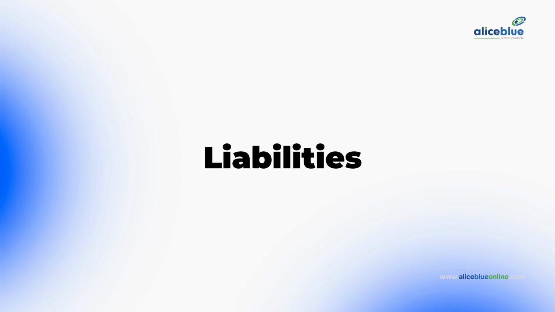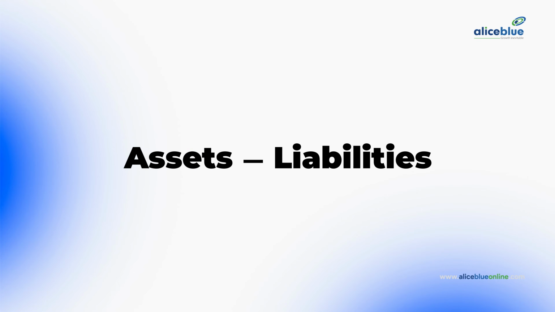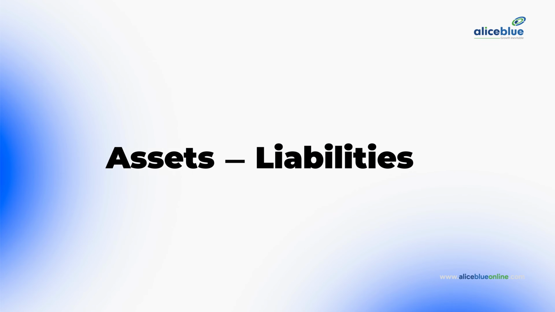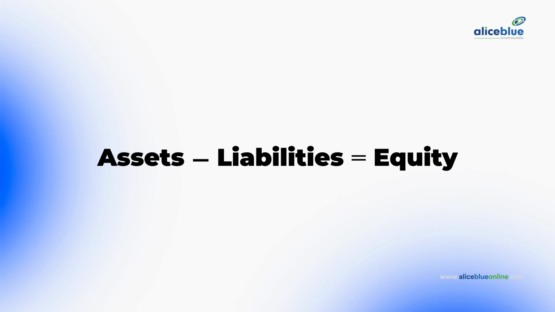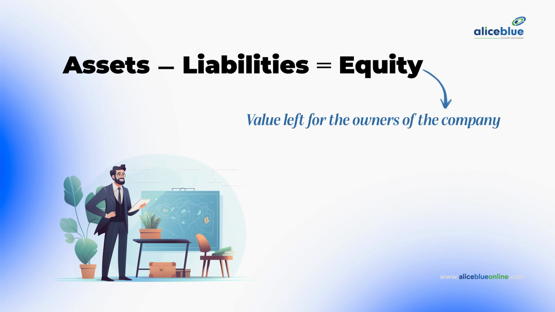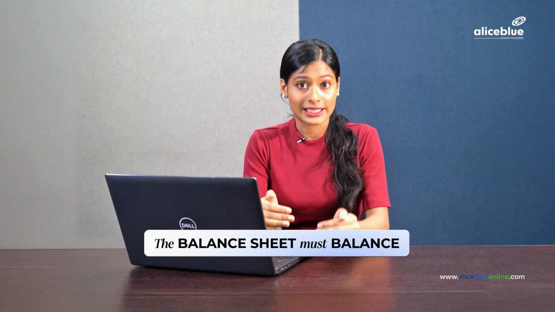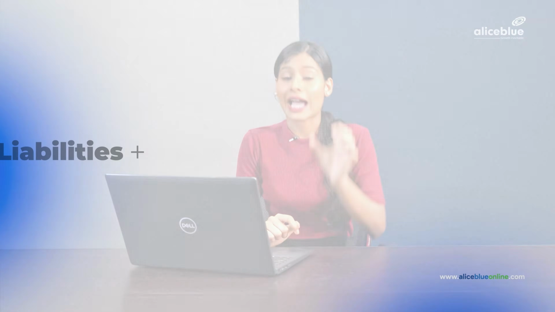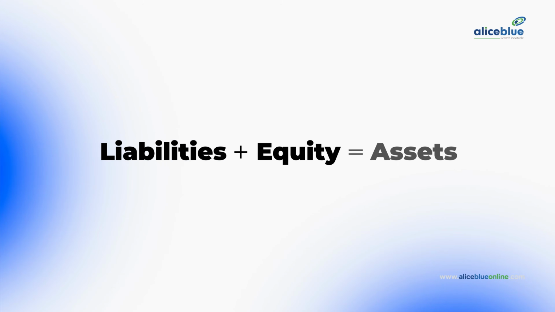Now, if you subtract everything you owe from everything you own, that is assets minus liabilities, what's left will be your net worth. In the corporate world, that's the value left for the owners of the company, or equity. Now, there's an interesting concept here. The balance sheet must balance, meaning the sum of liabilities and equity must be equal to the assets. Although keep in mind that this is not just an interesting concept. If this balance is not there, you might have encountered a potential red flag.